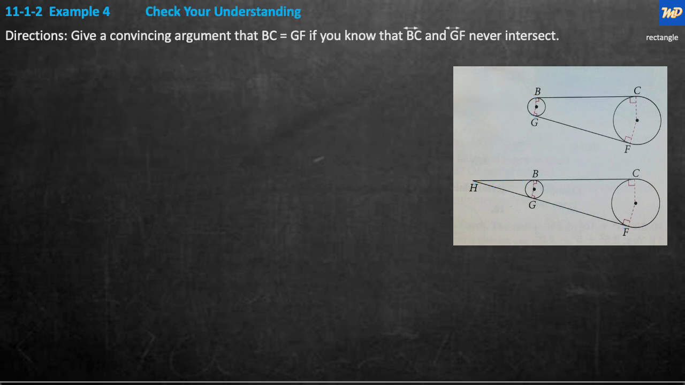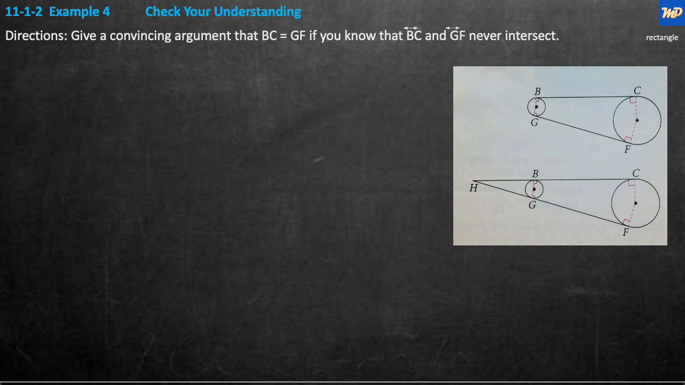Example 4, check your understanding. Give a convincing argument that BC equals GF if you know that BC and GF never intersect. They never intersect. So go ahead and take some time to think about that. And when you come back, we'll talk about it.